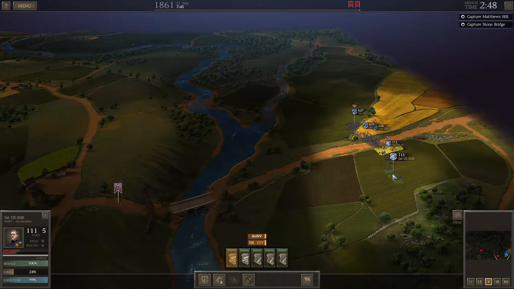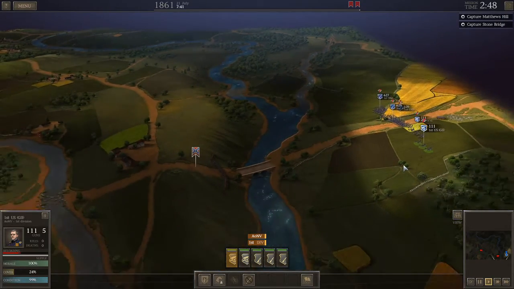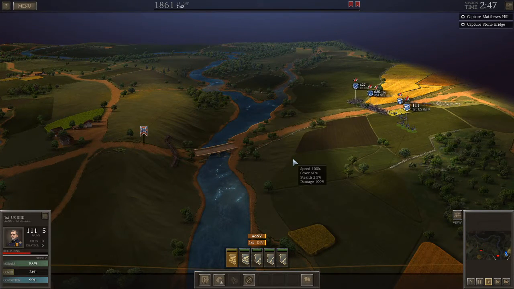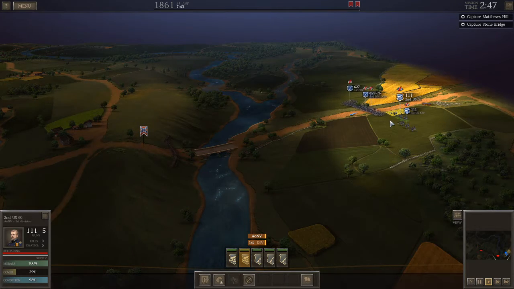And the reason why we've deployed these guys here is so they can bombard that area. Because look, it's about the same height, which means they can actually shoot a little bit further. At least these guys can.